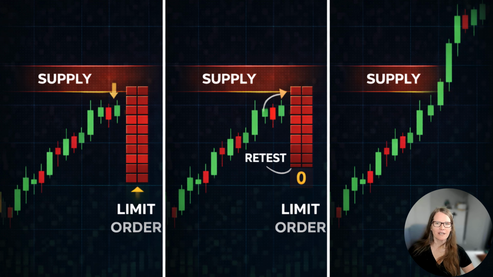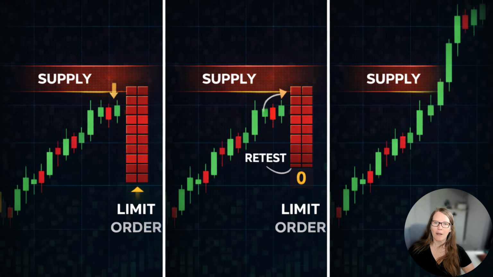A zone that has been tested 3 or 4 times is not as strong as a zone that's never been tested. It is much weaker. You see, every time price visits a level, it consumes the liquidity sitting there. Think of it like a stack of wood. Every time you take a piece away, the stack gets smaller. Eventually, there's no orders left and price breaks through.